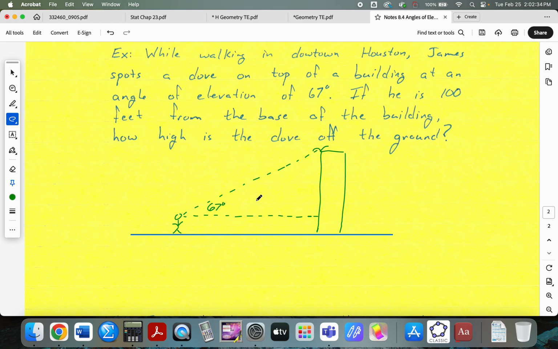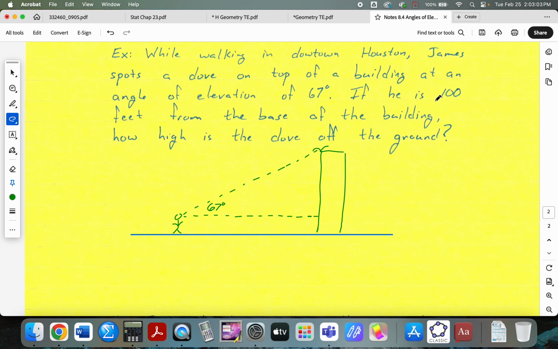Now, before we go on, I'm going to point out that this triangle isn't really on the ground, is it? There's this gap here where his eye is above the ground. To make these problems easier, we're just going to ignore that. If we wanted to get a better answer, we would have to figure out how high his eye is off the ground and add that in at the end of the problem. Okay?